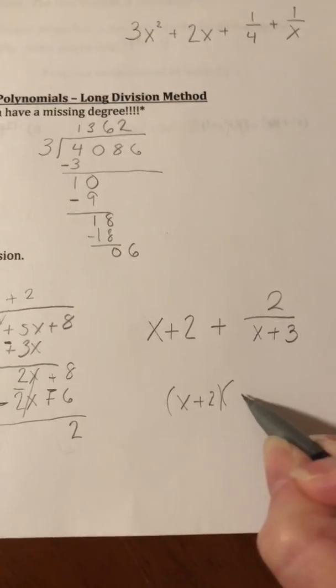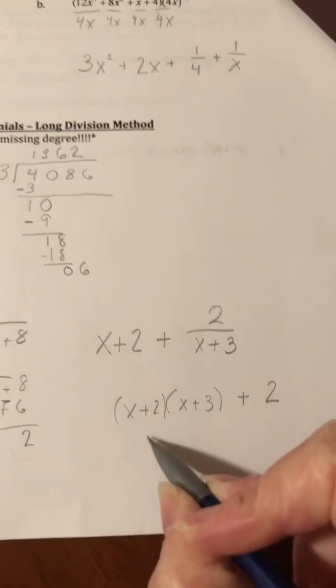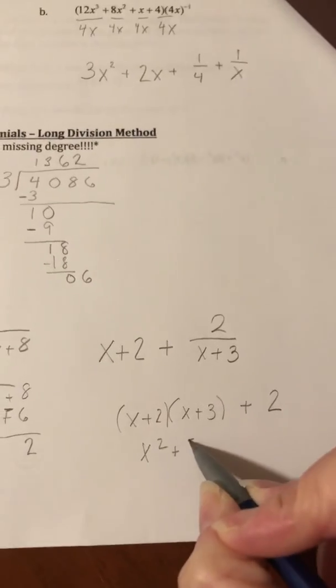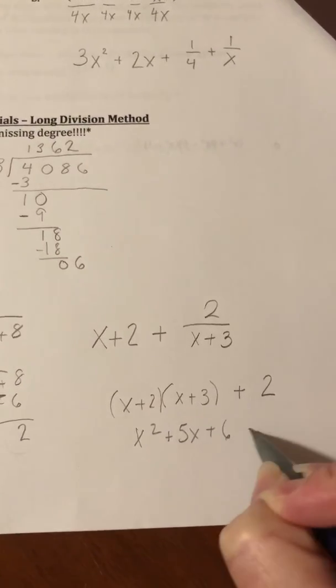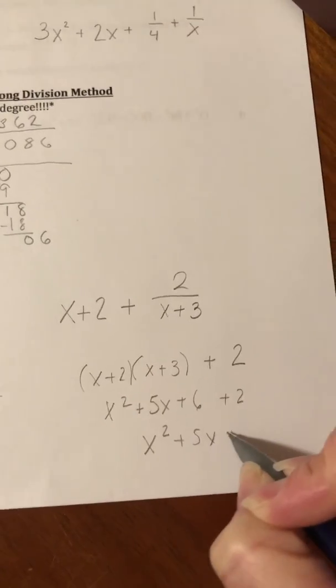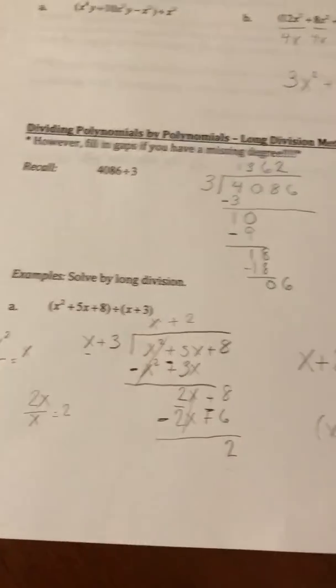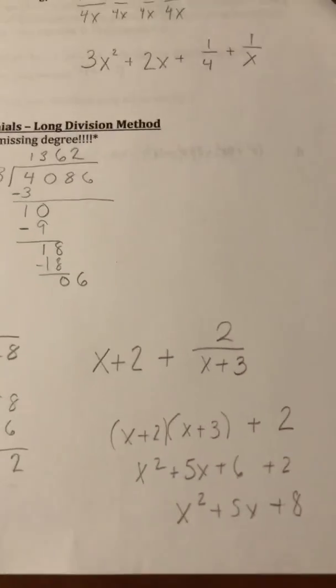To check it, you can always take your quotient there without the remainder, multiply it, and then you can add the remainder in. So we should have x squared, we'd get 5x from the middle term, plus 6, and then plus 2. So x squared plus 5x plus 8. Is that what we had originally for our problem? Yes, it is, so we know we did that right. That's always just a nice way to check if you're not sure.